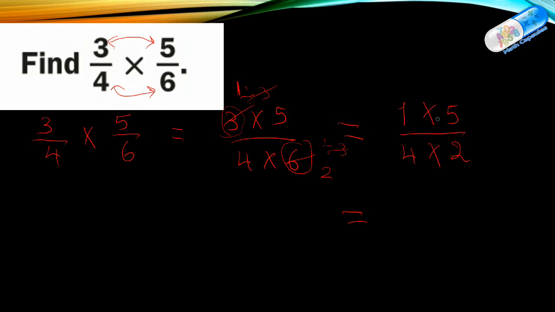Now it's easier. 1 times 5 is 5, and 4 times 2 is 8. Do we have any common factor between 5 and 8? No. Is this the simplest form? Yes. Is this a proper fraction or improper fraction? It is a proper fraction because the numerator is less than the denominator, so this is the final answer here.